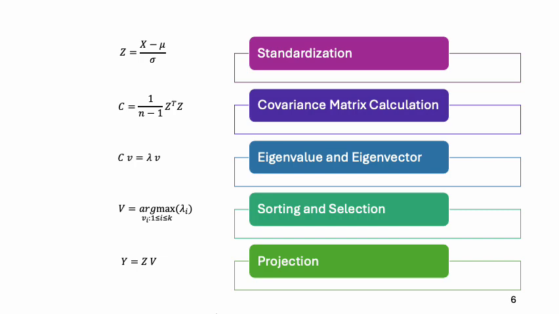The fifth step is projection of data into the new space. When the eigenvectors, represented by V, are multiplied by the standardized data, the data is projected onto the new components, or in other words, mapped to a new space. Here, Y represents the new data obtained after projection.